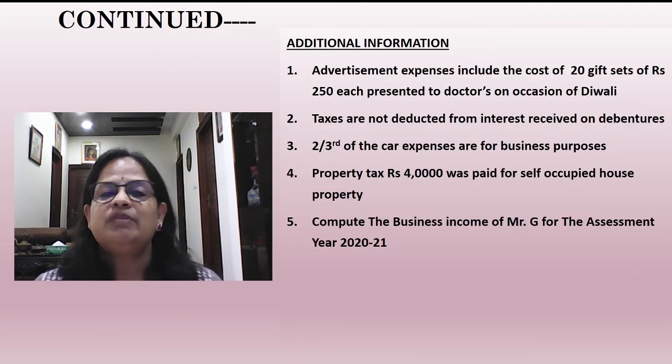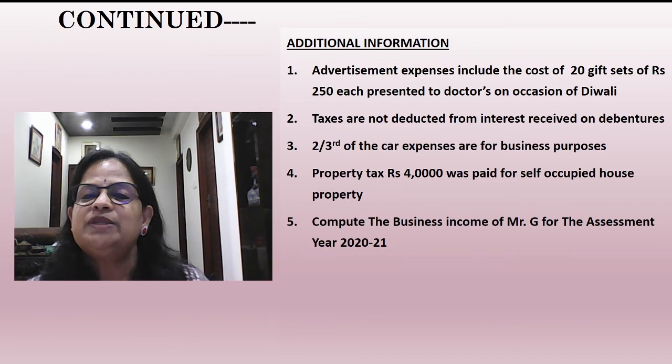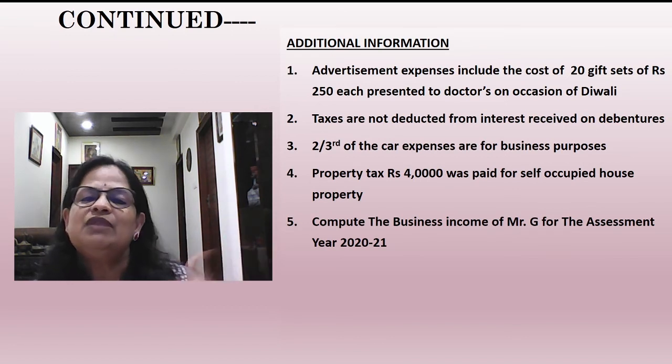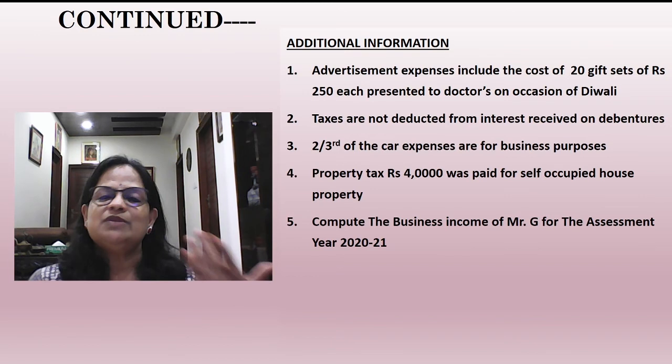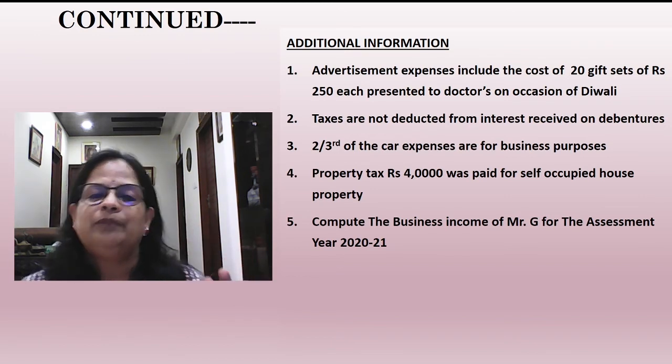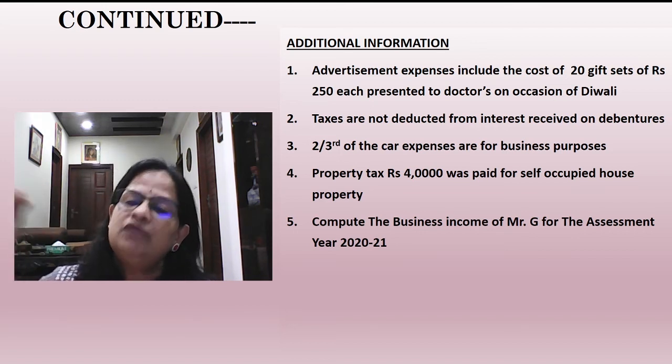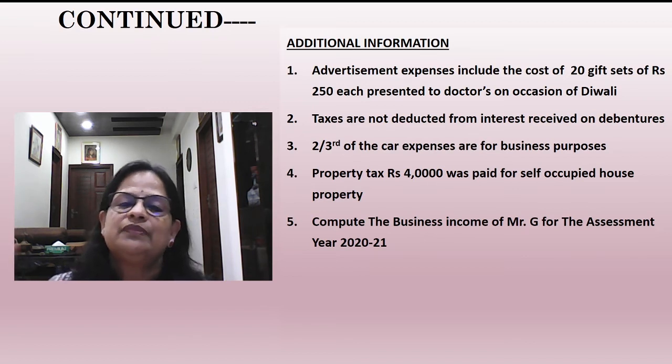Oh, additional information is there. Advertisement expenses include the cost of 20 gift sets of rupees 250 each presented to doctors on occasion of Diwali. So that is usual if they want to promote as advertisement. Sometimes they will give gifts and all, that is allowed. Taxes are not deducted from interest received on debentures. That you don't have to consider because that interest, dividend received and all will go to income from other sources.